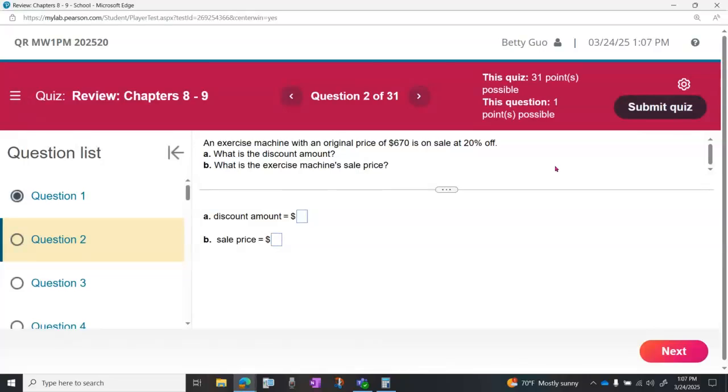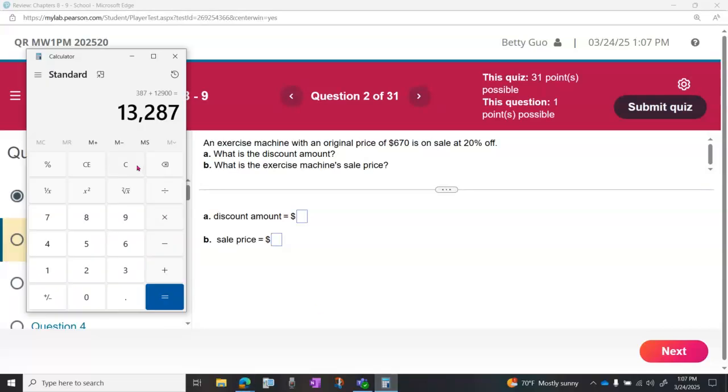Question number 2. An exercise machine with an original price of $670 is on sale at 20% off. So this is a discount problem, marked down problem. 2 parts. Part A, what's the discount amount? Part B, what's the exercise machine's sale price? Part A, discount amount equals discount rate times the original price. So we're going to multiply 670 by 20%. 20%, 20 divided by 100, 0.2.